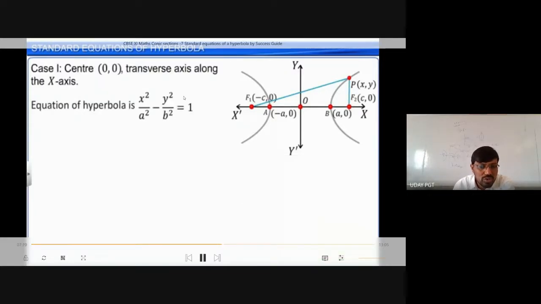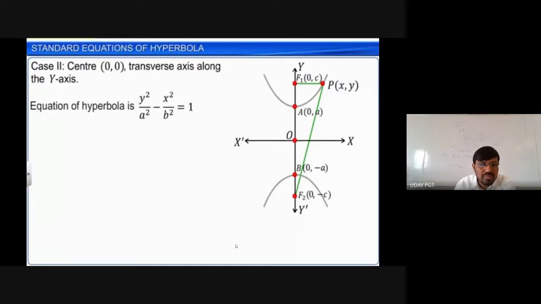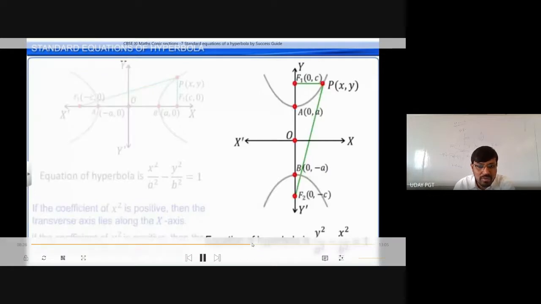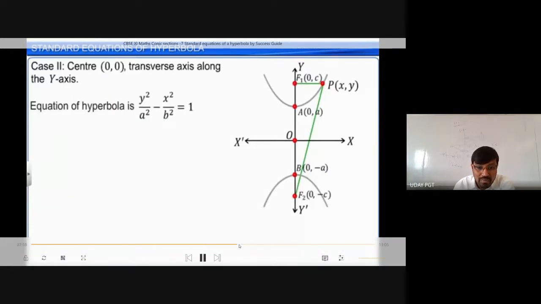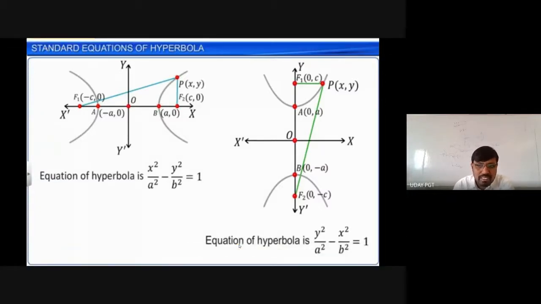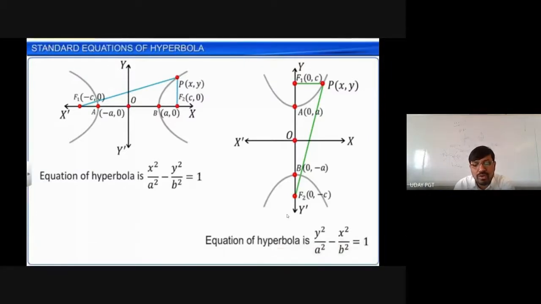So 0, 0 is the center and the transverse axis is along the x-axis whenever the equation of the hyperbola is x square by a square minus y square by b square equal to 1. In case the transverse axis is the y-axis and the center is 0, 0, the equation of the hyperbola is y square by a square minus x square by b square equal to 1. So compare these two and please watch for a while so that you get an idea in your mind. If you have any doubt, you can ask me.